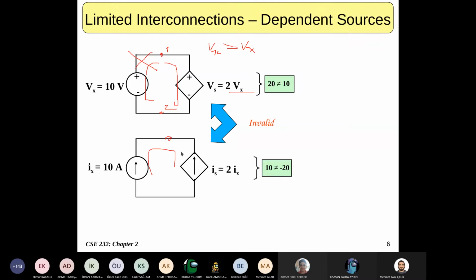Same in here. You see that the current passing through this branch, according to the source, is 2 I of X, while according to this branch, it's I of X, which cannot happen. It's just simply not true. So this circuit is invalid.